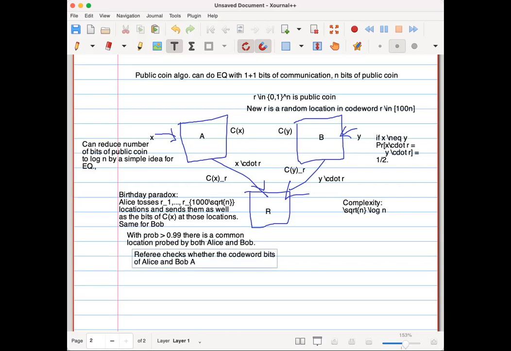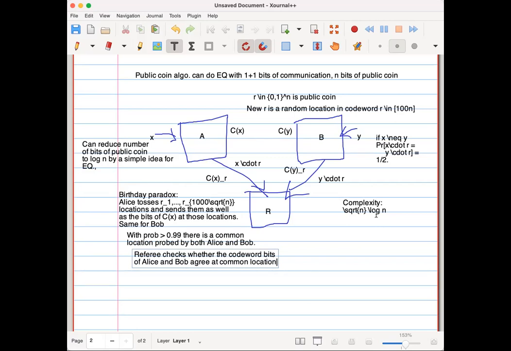And the total amount of communication is still very much order log n, right? Well, so the complexity of communication is square root of n times log n. Square root n times log n. But this is now a bona fide private coin protocol.